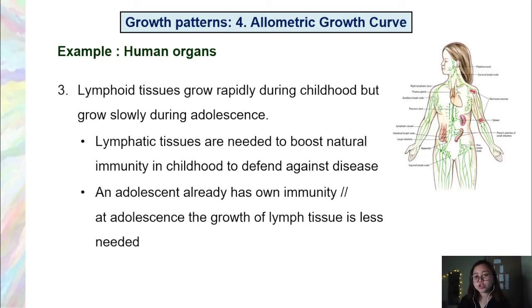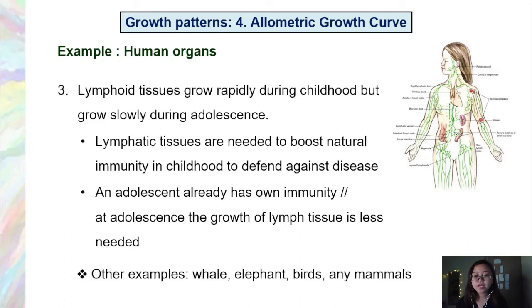When you reach adolescence, the growth rate of your lymphoid tissues would have slowed down because by this stage, an adolescent or a person already going through adolescence, okay, seorang remaja, already has their own immunity. So at adolescence, the growth of lymph tissues is less needed. So examples of other organisms that can experience this allometric growth curve are whales, elephants, birds, and basically any mammals.